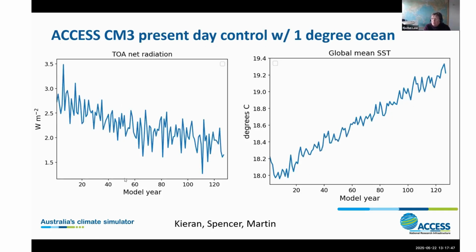So this is the one CM3 slide that I'll show. It's the top of atmosphere net radiation on the left, decreasing over time, but still at 2 watts per metre squared towards the end of the 100 years, with a corresponding rise in global mean sea surface temperature.